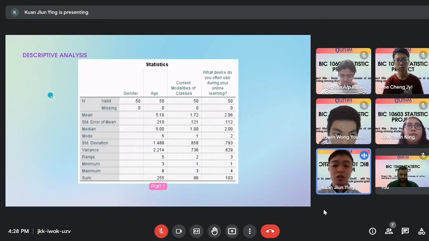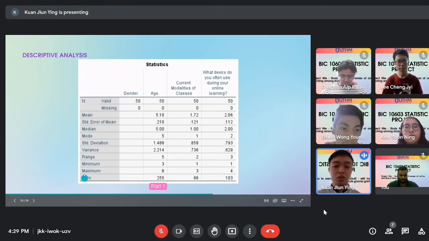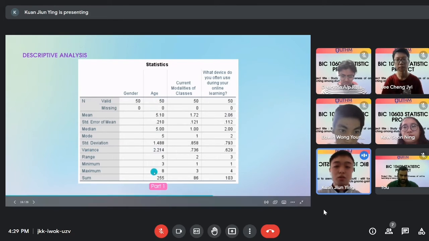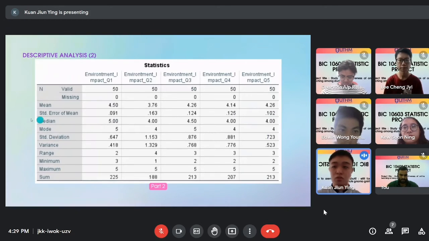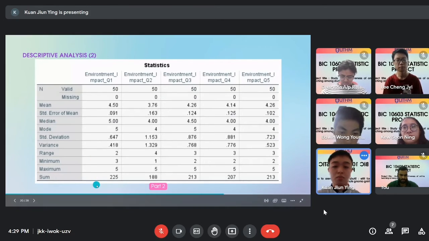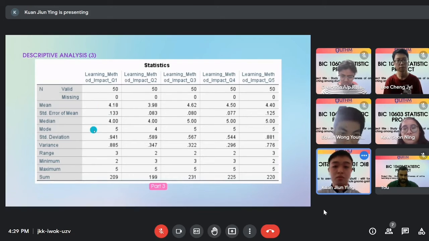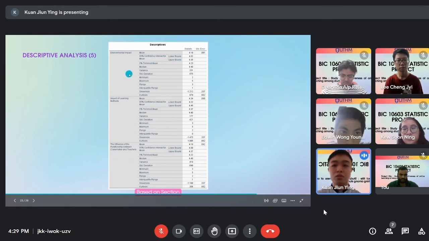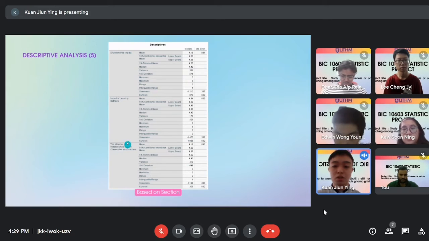Then for the descriptive analysis, in this section we give the mean, median, mode, standard deviation, standard error of the mean, variance, range, minimum, maximum, and sum. So we can get all the data from these calculations. This is part one, part two, part three, and four. Part five is based on the sections: environment impact, impact of learning method, and the influence of the relationship between classmates and teacher.